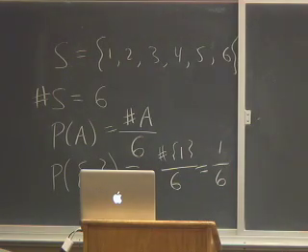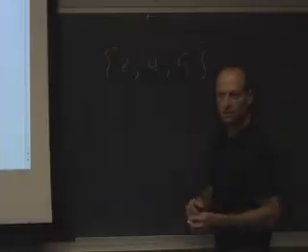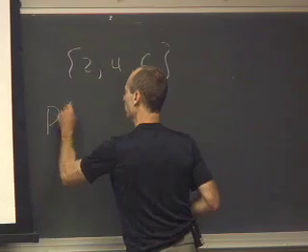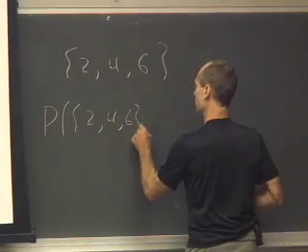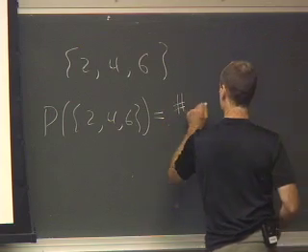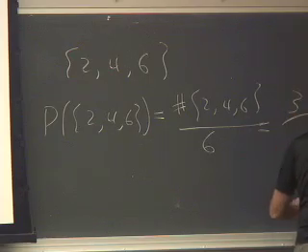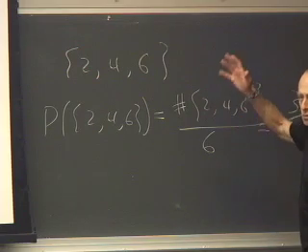What's the probability that I roll an even number? Okay, so what outcome corresponds to rolling an even number? Okay, so 2, 4, 6. That's the event that I roll an even number, right? So the probability of {2, 4, 6} is equal to the number of elements in that set divided by 6, which is 3/6. Right?